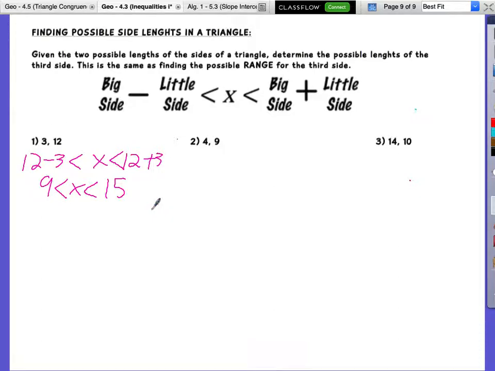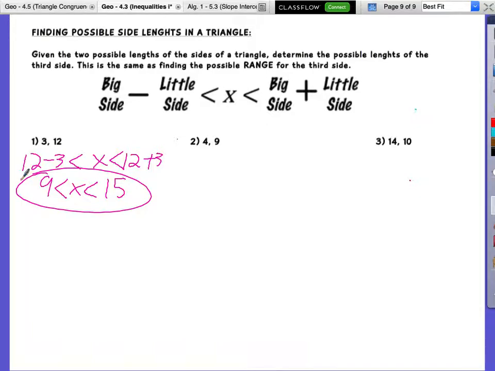Can it be 9? No. Can it be 15? No. Why not? It's less than, not less than or equal to. Okay? So this would be our answer. 9 is less than x, and x is less than 15. So x has to be greater than 9. Give me 9.1. Give me 10. It has to be less than 15.